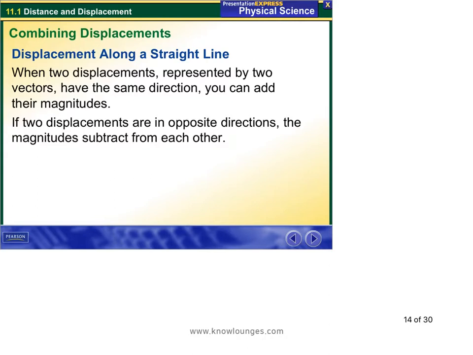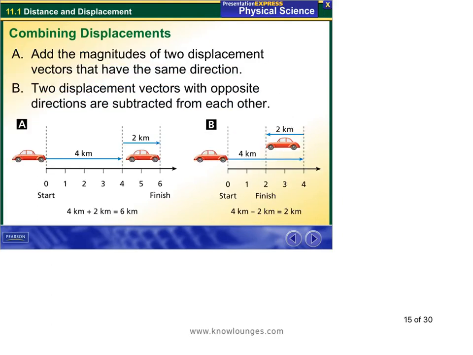So if two displacements have the same direction, you simply add the magnitudes. If they're in opposite directions, you subtract the magnitudes. So same direction and opposite directions end up being fairly simple to deal with, as in this little diagram here. We've got two vectors, 4 kilometers and 2 kilometers, going in the same direction, so we add the 4 and 2 and we get 6 kilometers, and here we could just say forward.